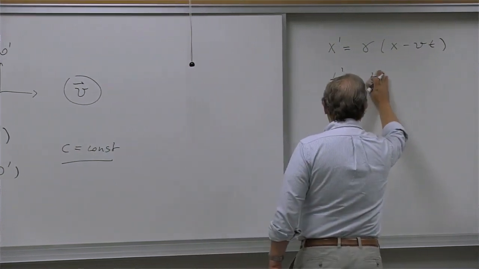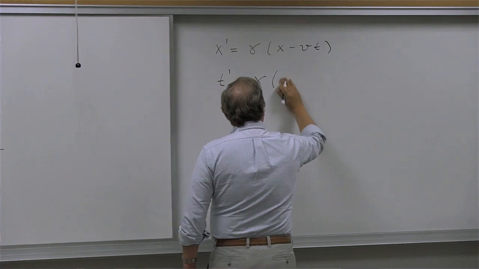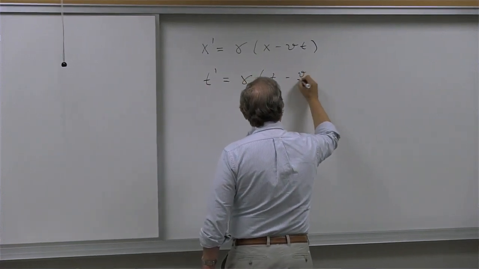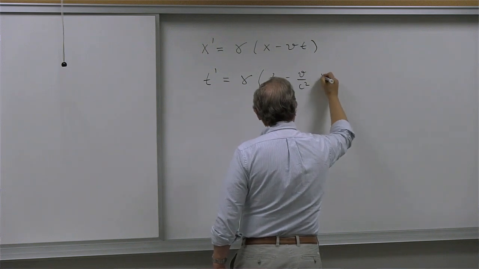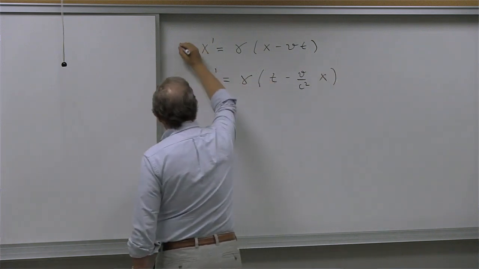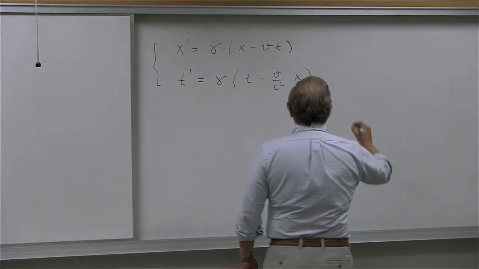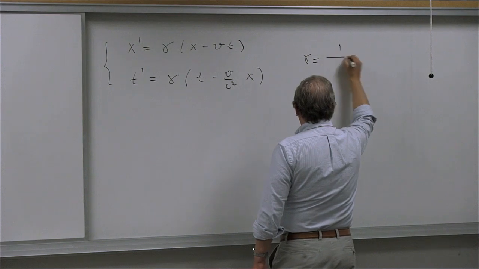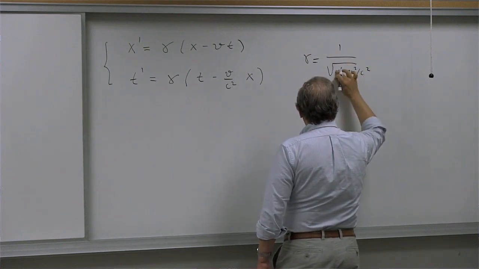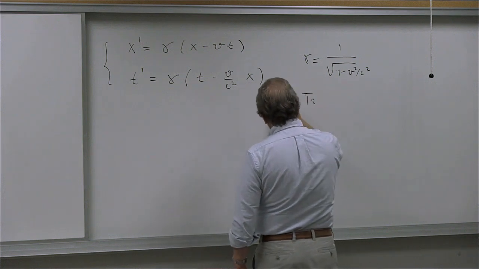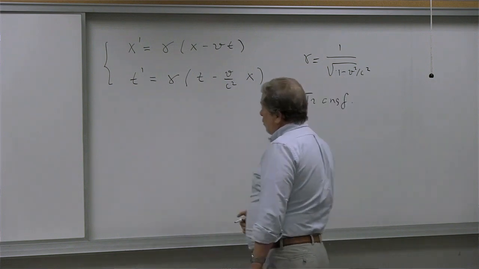So you immediately realize that this cannot happen either, and that t prime is equal to gamma times t minus v over c squared times x. Right, and that you have this linear relationship between the two, and such that gamma, again, is 1 over the square root of 1 minus v squared over c squared. And this is the essence of the Lorentz transformation.